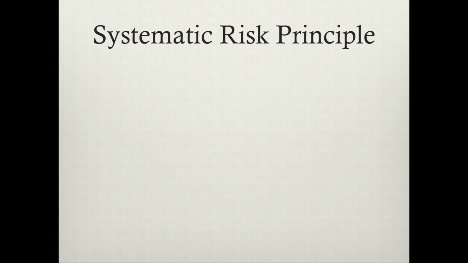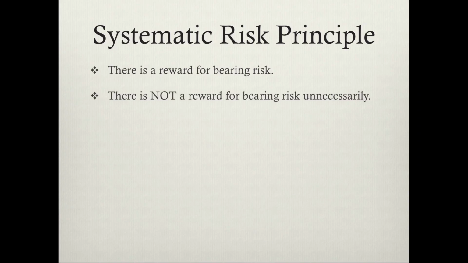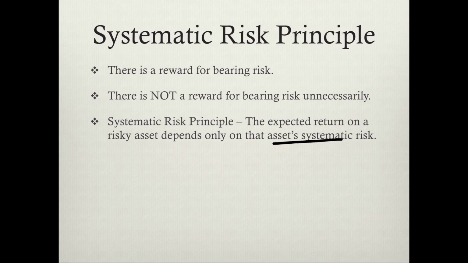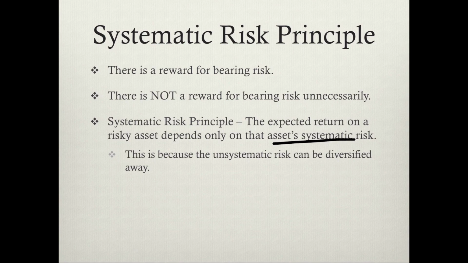And what this leads us to then is what is called the systematic risk principle. Now, we know from Chapter 12 that there is a reward for bearing risk, your risk-reward trade-off. However, there is not a reward for bearing risk unnecessarily. So there is not a reward for taking on risk that you could otherwise diversify away. And so the systematic risk principle states that the expected return on a risky asset depends only on that asset's systematic risk. This is because the unsystematic risk can be diversified away, and you're only compensated for the risk that is unable to be diversified away.